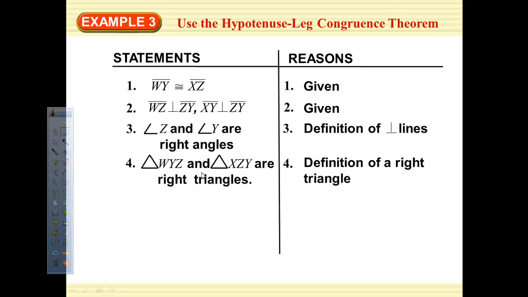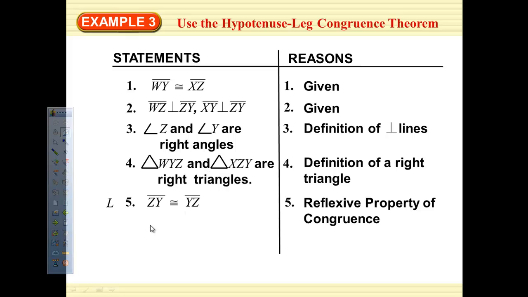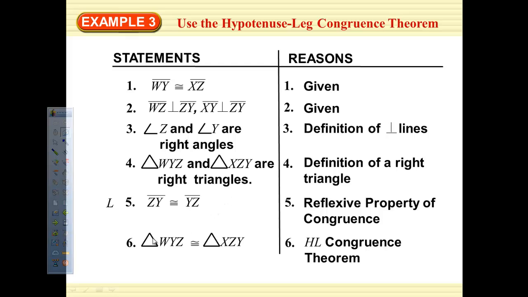Now we want to do our leg, so we state that ZY is congruent to YZ, or you could just say ZY is congruent to ZY by reflexive property, and then our last step is that the two triangles are congruent by hypotenuse leg.